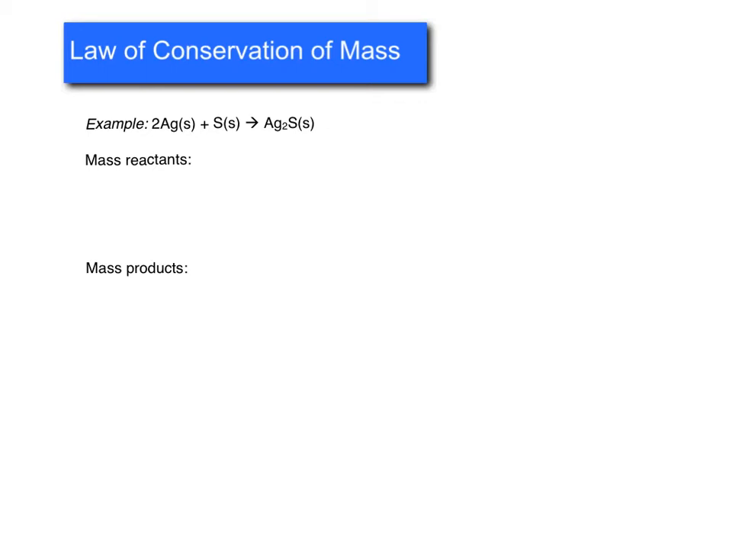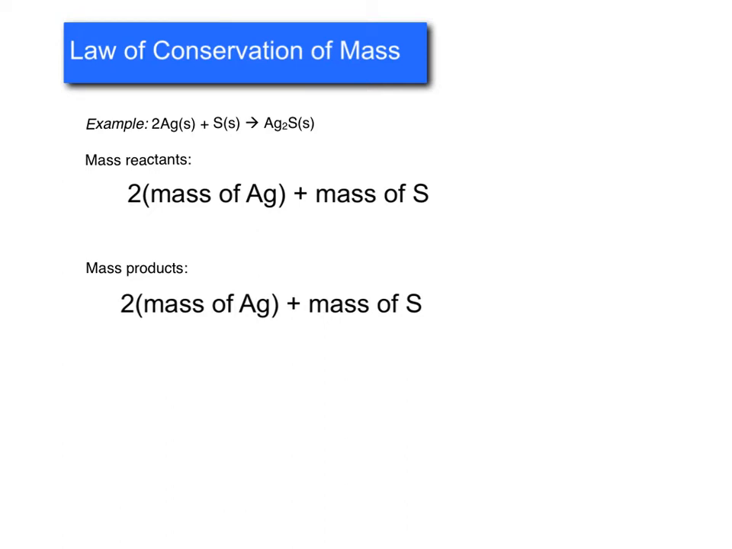So when we have a balanced equation, we can add up the mass of our reactants. That would be the mass of 2 silvers plus the mass of 1 sulfur. And then that should equal the mass of our products. Since we also have 2 silvers and 1 sulfur on the product side, these two quantities are equal. And that gives us a valid chemical reaction. It tells us what goes in order to get the product on the other side.